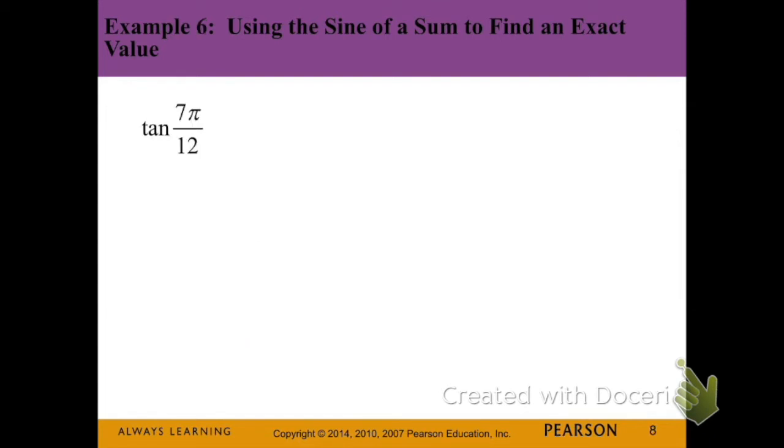Example 6, we're going to find tangent of 7 pi over 12. So same idea as the last example, but this time I'm not telling you what adds to 7 pi over 12. So we have to figure it out on our own. Pause your video and see if you can find 2 radians on our unit circle that would add to 7 pi over 12.